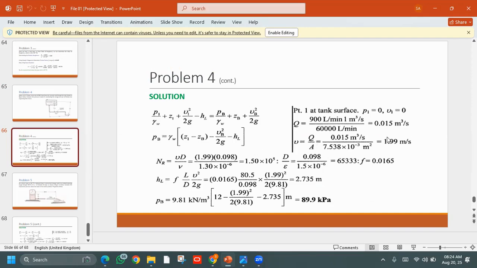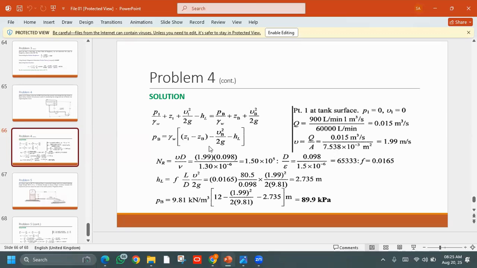Let's put this value into the main equation, which is related to the Reynolds number. As we know, the Reynolds number and D over E will be used to find the value of the friction factor, which is the main parameter to find the head loss, which will be used in this equation. So how can we find the value of the friction factor? We already discussed that in the previous problem: we have the value of the Reynolds number and the D over E value.